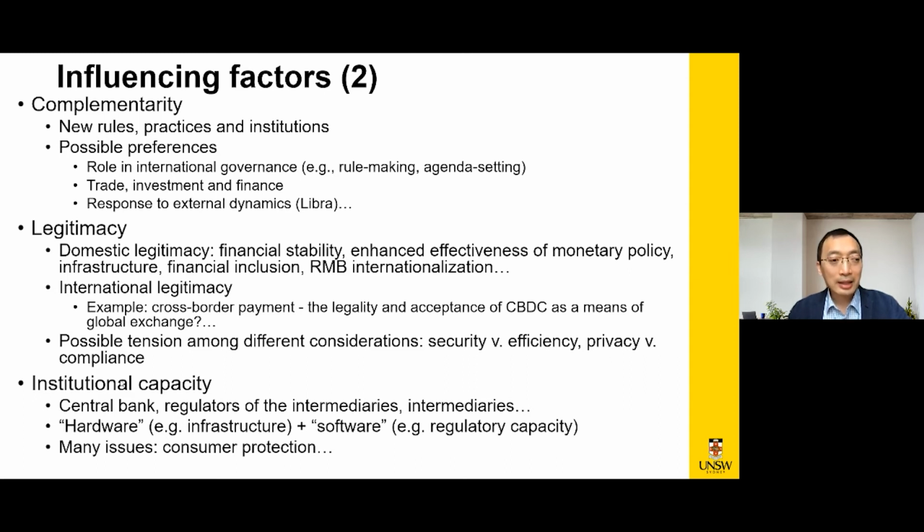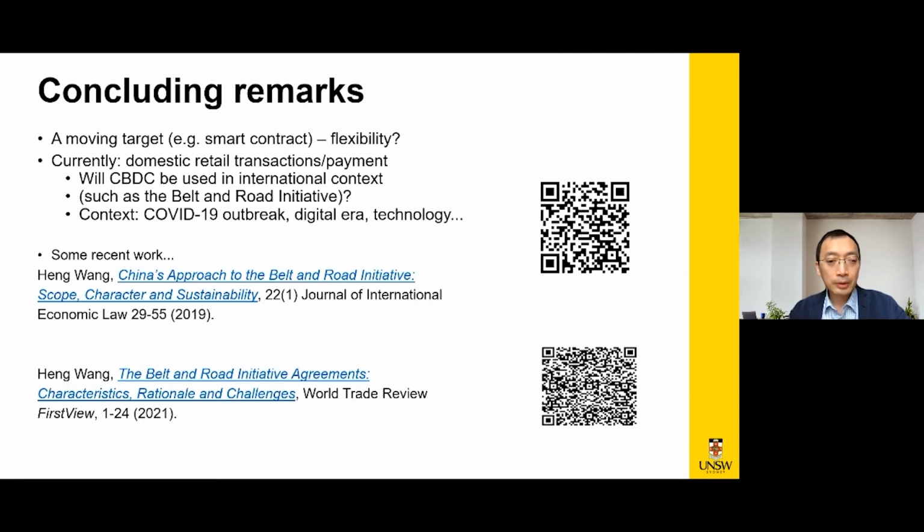And also, next slide, please. So the final slide is, I also have some recent work relating to the broader context on CBDC, which you can scan according to the QR code.